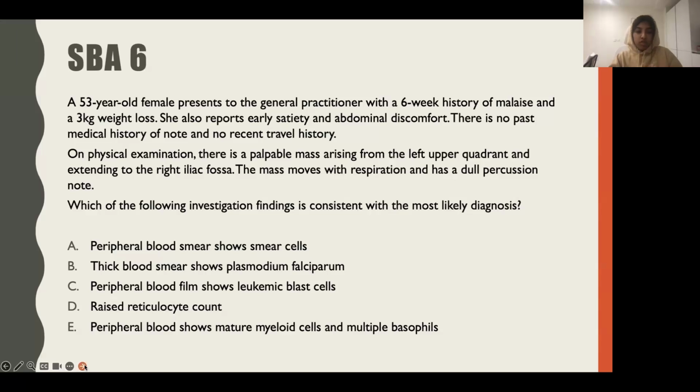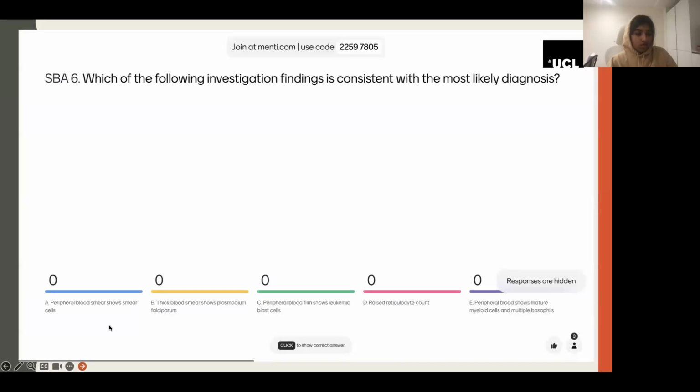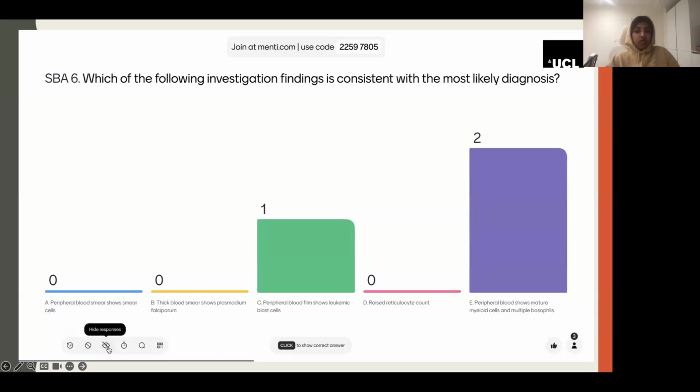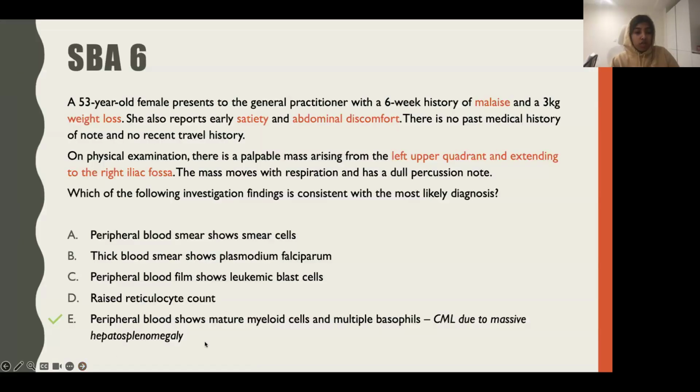Okay, a few more seconds. Okay, let's see what people have said. So people have gone for peripheral blood shows mature myeloid cells and multiple basophils. And someone also said peripheral blood film shows leukemic blast cells. Interesting. So I'm glad everyone thought this was a leukemia.